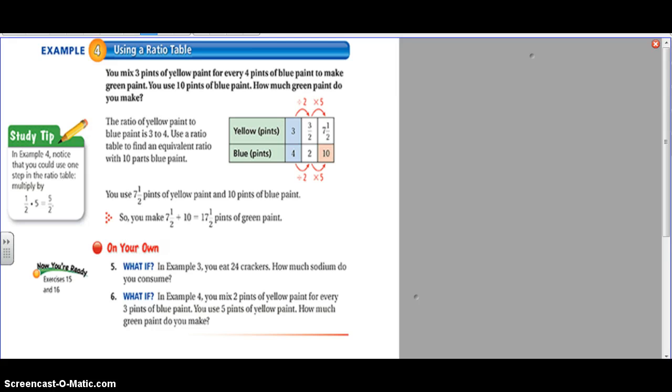You mix 3 pints of yellow paint for every 4 pints of blue paint to make green paint. You use 10 pints of blue paint. How much green paint do you make? Okay, the ratio of yellow paint to blue paint is 3 to 4. We see that in the chart. Then in our problem, it says you use 10. So 10 what? 10 pints of blue paint. So we put the 10 here. Again, we are going to figure it out from the bottom up.